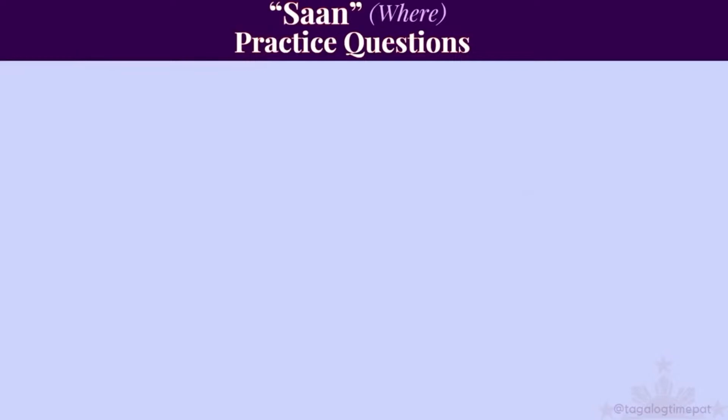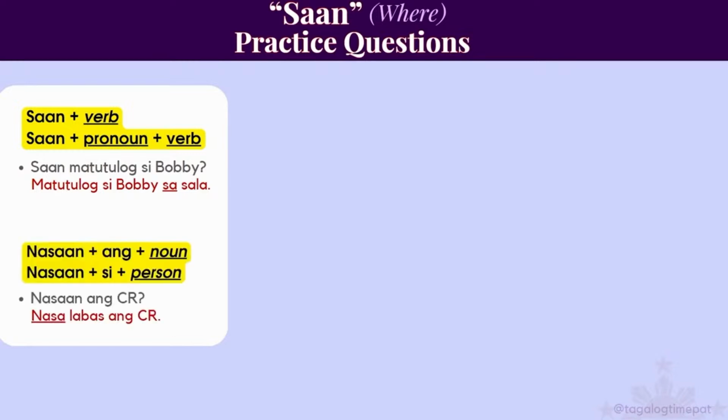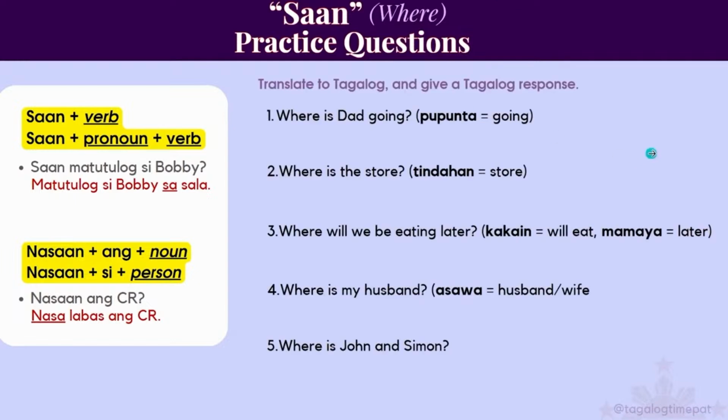Now let's practice saan. On the left side of your screen, you will see the sentence structures that we practiced. So saan plus a verb or saan plus pronoun plus a verb. Remember, anytime we're asking about a verb, you have to use saan. Anytime we're asking about a noun, you have to use nasaan. So nasaan plus ang plus noun. Or nasaan plus si plus a person. Okay, let's put these into use and I think it'll help clarify any questions.